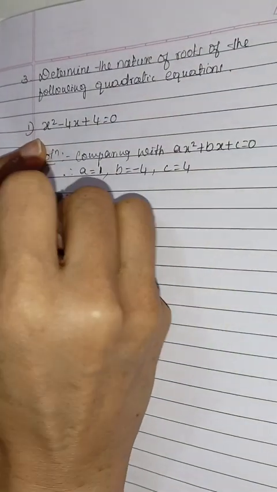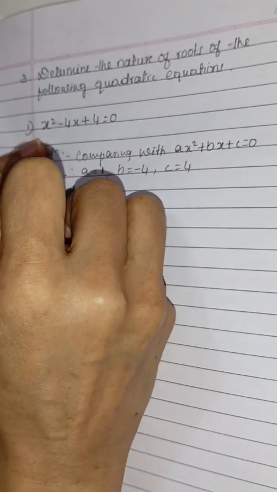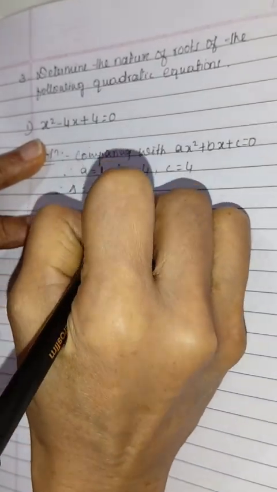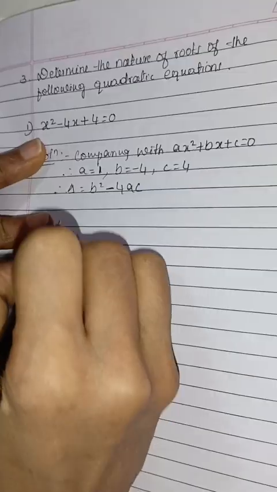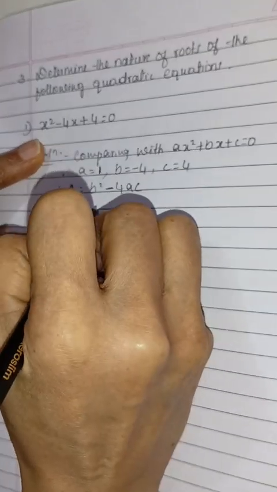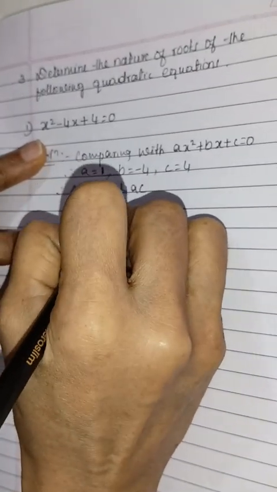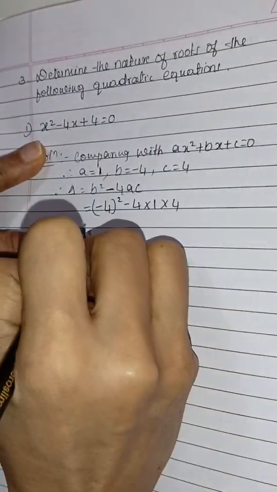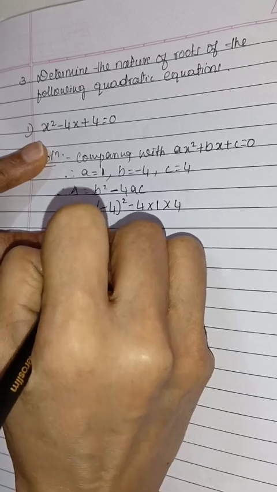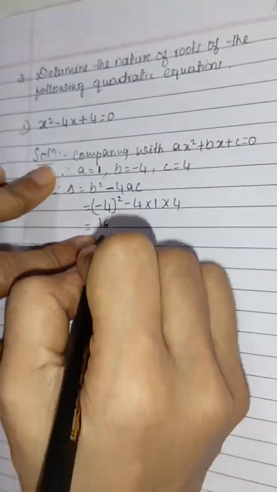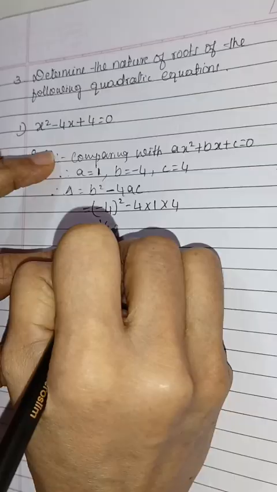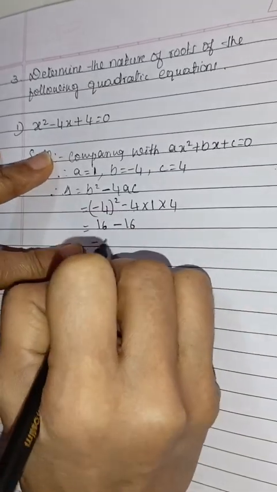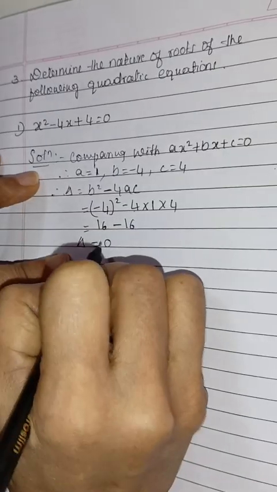Okay, therefore now delta is b square minus 4ac. That is b square is minus 4 square minus 4 multiplied by a is 1 multiplied by c is 4. 4 4s are 16. Minus minus becomes plus. 4 multiplied by 4 is 16. Again 16 minus 16 is 0. This is delta is 0.